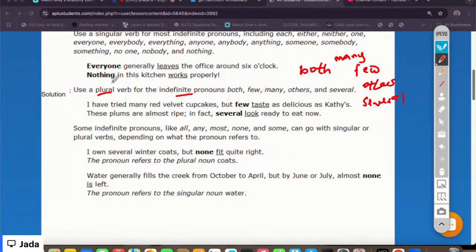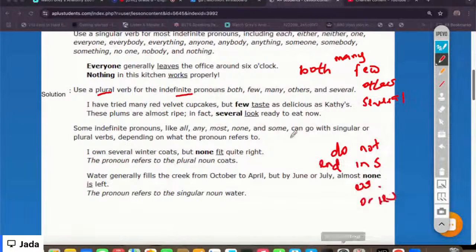So, I've tried many red velvet cupcakes, but few taste as delicious as Katie's. Now, the plural verb does not end in s, es, or ies. So look at it here. Look at the verb taste. It doesn't end with s or ies and the rest of them. Now, those are ripe. In fact, several look ready to eat now.